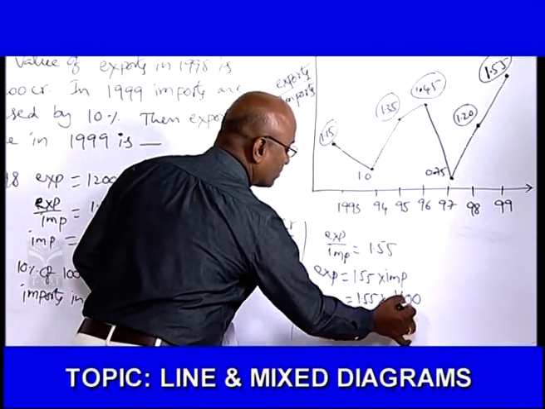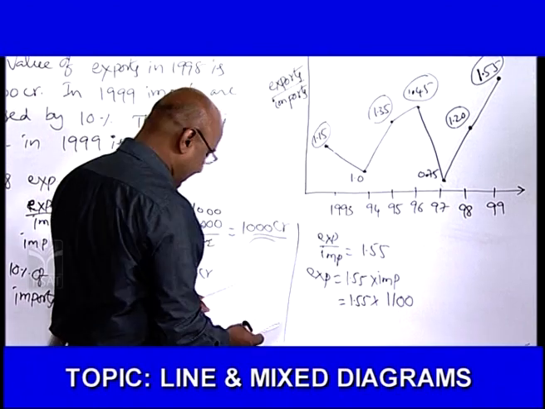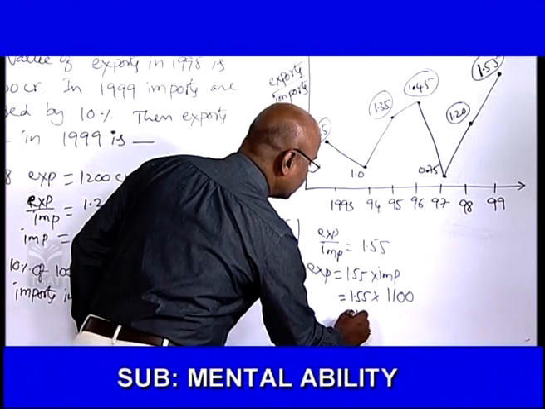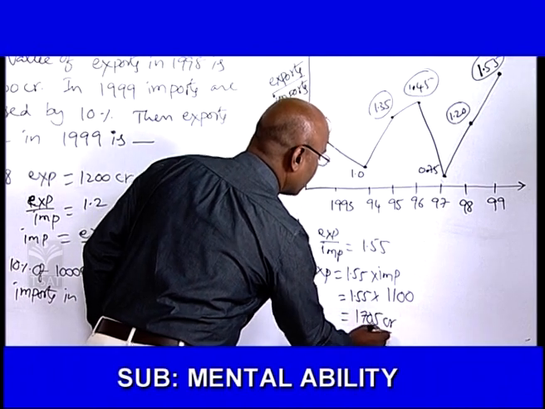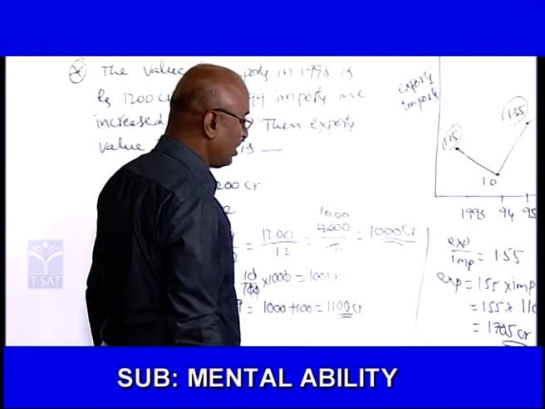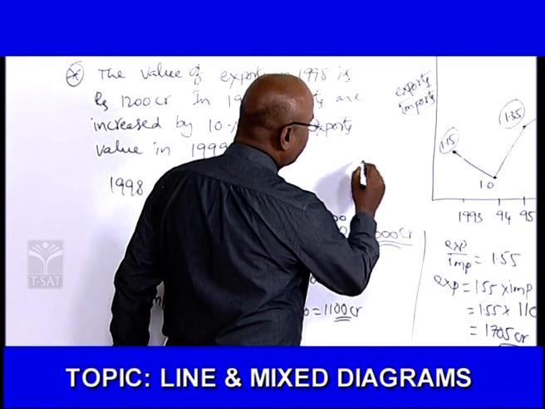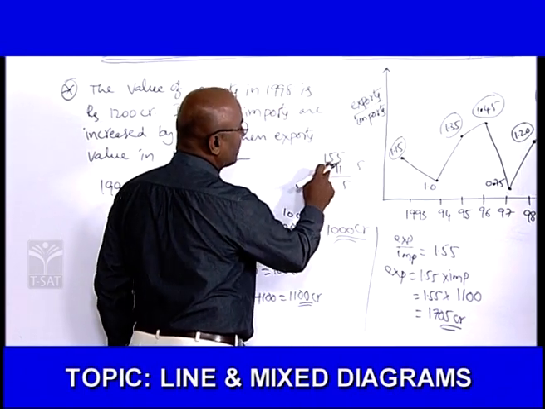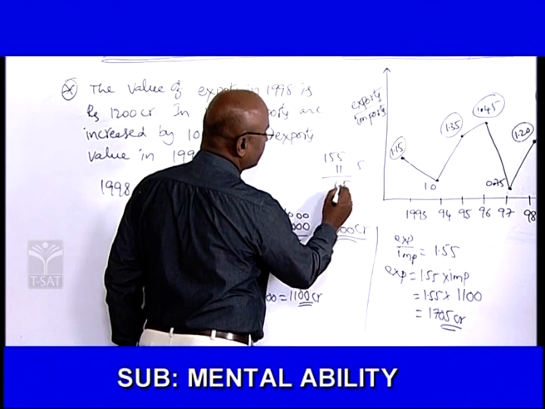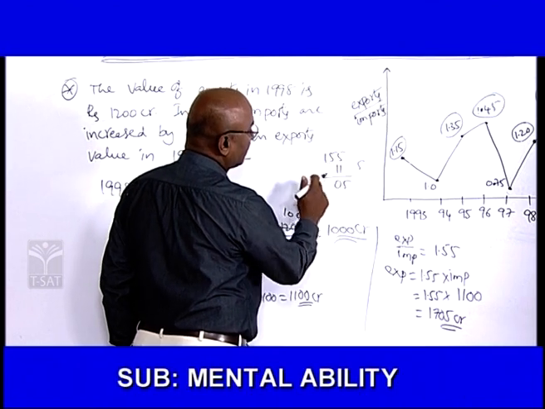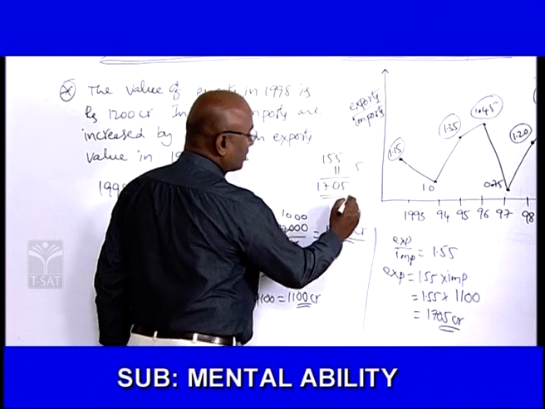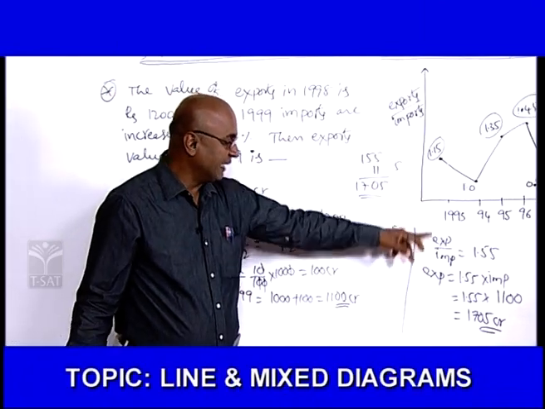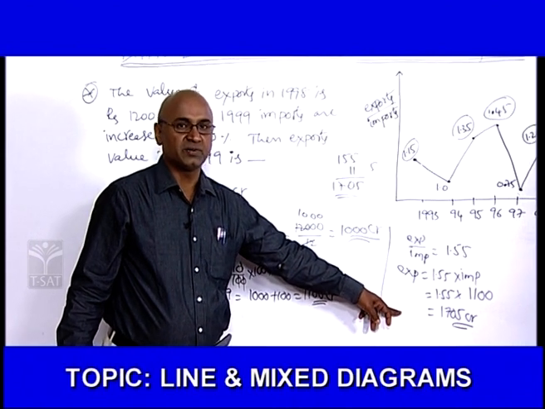1100. So with the 2 zeros, this point will be nullified. And the value is 1705 CR. So 155 into 11, 15 5s are 55, 15 5s are 55 plus 55, 60, and 11 1s are 11, 11 plus 6, 17. So the total value of exports in the year 1999 is 1705 crores rupees.